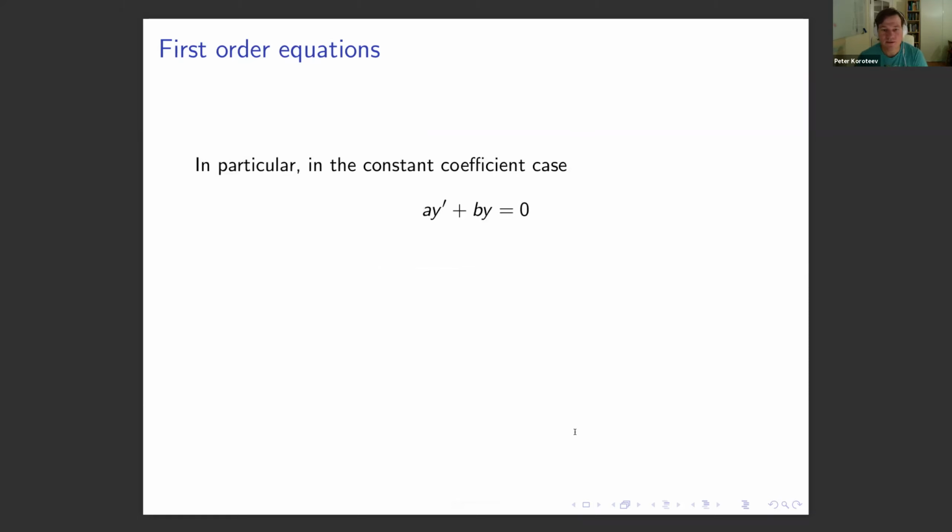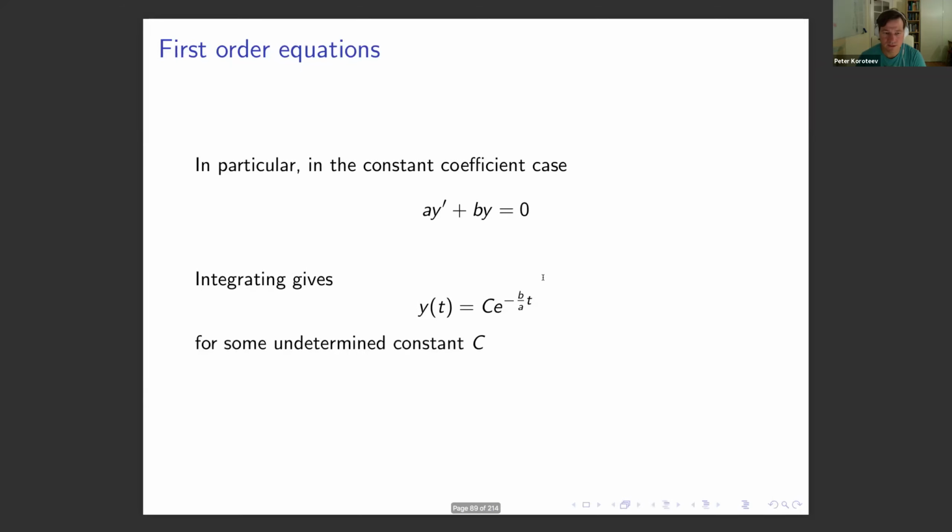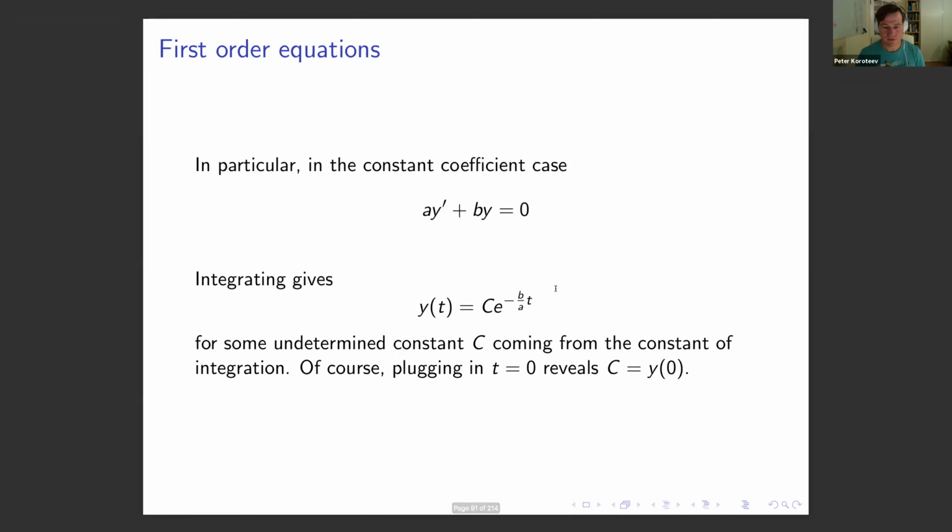In particular, if those coefficients a of t and b of t are constant functions, then integration gives us this exponential function. The constant c is the undetermined constant of integration, and in the exponent you have a linear function, which is just direct proportionality. It's negative b over a times t. If you plug in t equal to 0, we see immediately that the value of this constant is equal to the function y evaluated at t equal to 0.